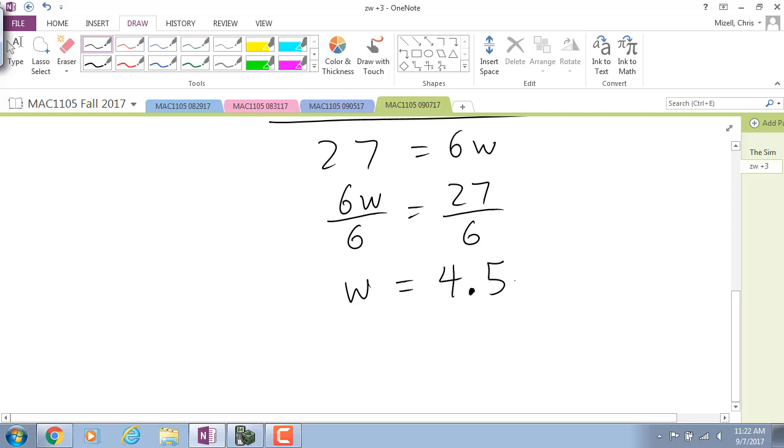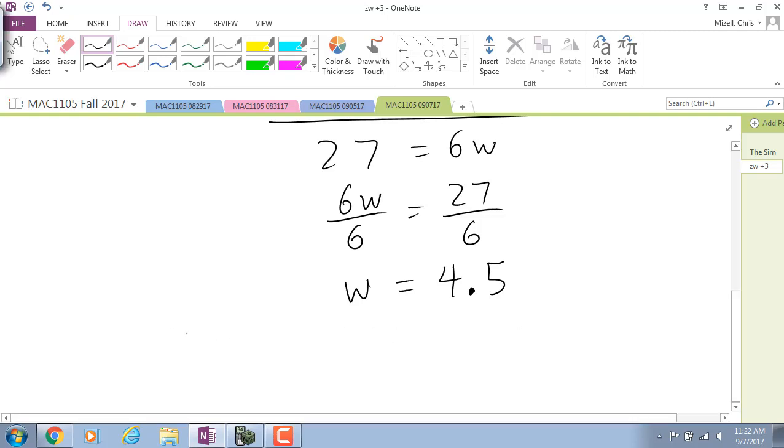Think my math lab would be okay with 4.5? Depending on which one it was. Maybe. 4.5, 9 halves is what this reduces to. So if it doesn't like 4.5, go with 9 halves. 4.5 is probably going to be a little bit easier for us, though, to calculate the length.